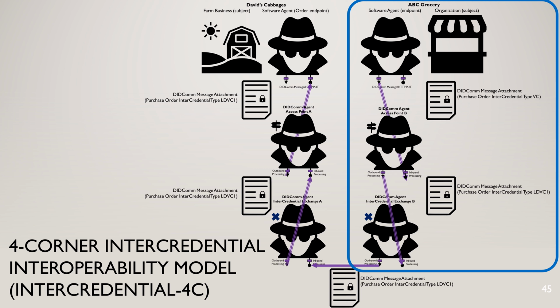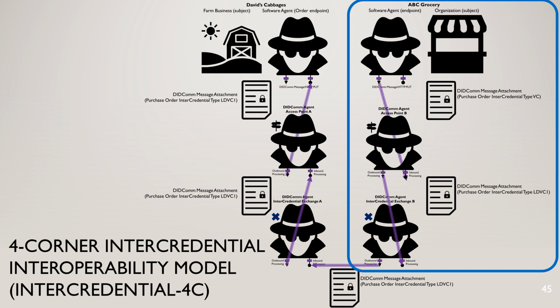Well, in the previous slide, we saw the four-corner InterCredential interoperability model. And I wanted to highlight actually a little bit of a problem in that model. On the right-hand side, we can see the sender side of this message passing where ABC Grocery is preparing a purchase order invoice. Natively, it's using InterCredential type VC, but David's Cabbages, through their agreement, wants to use LD VC1 InterCredential type.